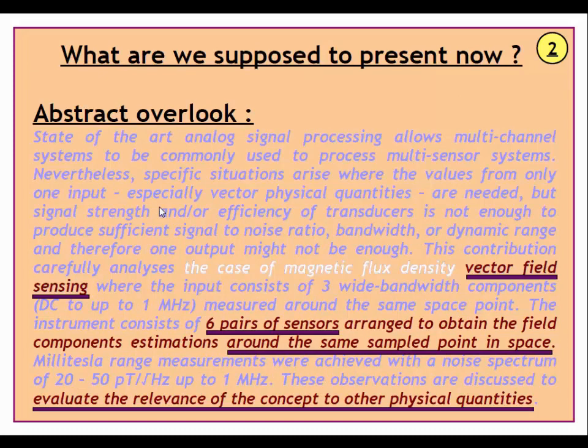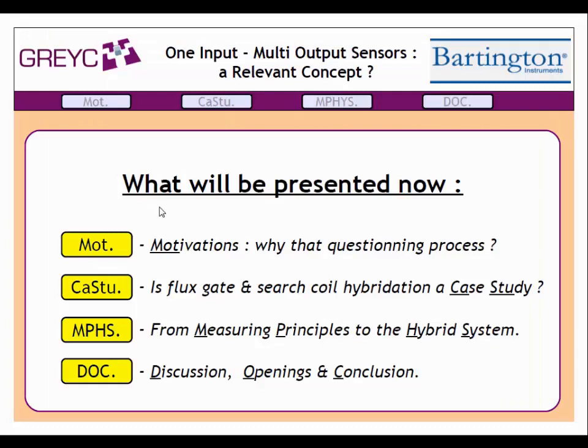And it senses a vector physical quantity, you have three components. And with the concept I propose, you can have much more. So, in my presentation, first: why we have this questioning, and what is this case study? This is a case study, for example, for students or for formalization, general formalization, okay? And then we'll show what we have got and some of the openings.